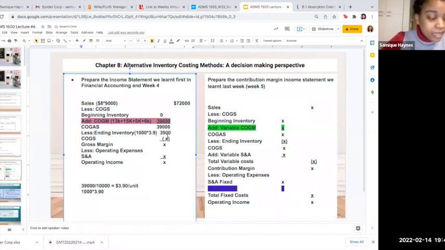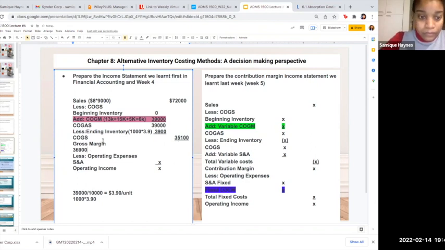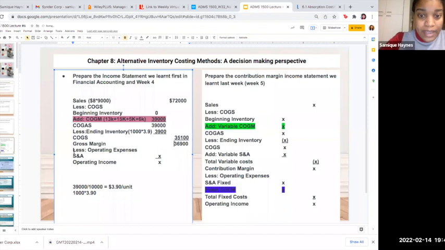So 39,000 deduct 3,900 will give us 35,100. So our sales, that's our cost of goods sold, gives us a gross margin of 36,900. And then now we can deduct our operating expenses, right? This will be all of them, fixed plus variable, right?